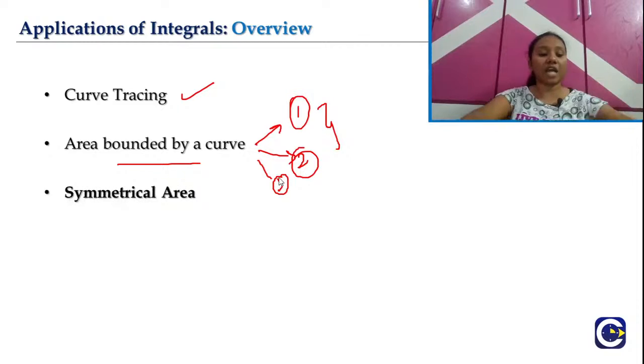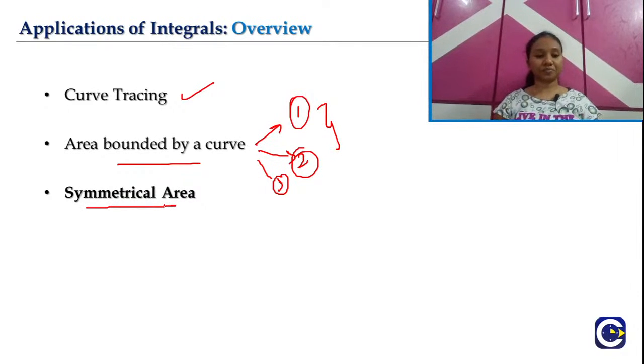Once we have started with that, we immediately jump into the next concept, symmetrical area. Maybe you are aware of what symmetry is. If we have a graph, we can say whether the plot is symmetric about the x-axis, or symmetric about the y-axis, or else about the origin too. In the same manner, we can have a plot of an area which is symmetrical.